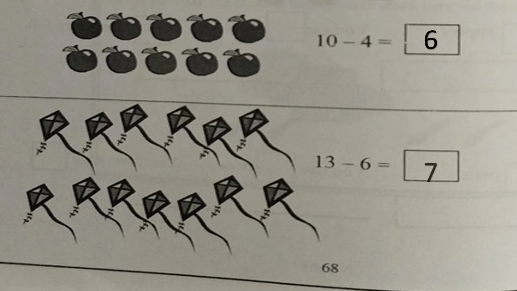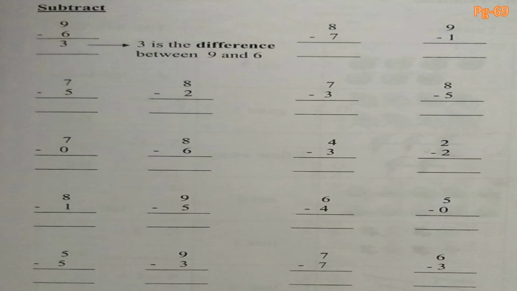Very good. There are 7 kites left. Excellent children. Children, let's turn to page number 69 and let's solve these. First one is already done. We'll go to the next one.